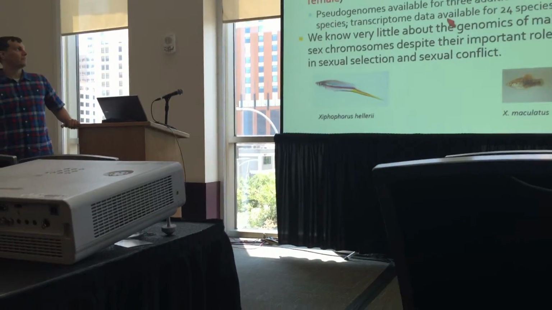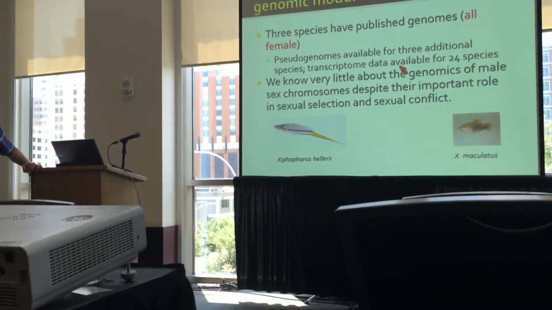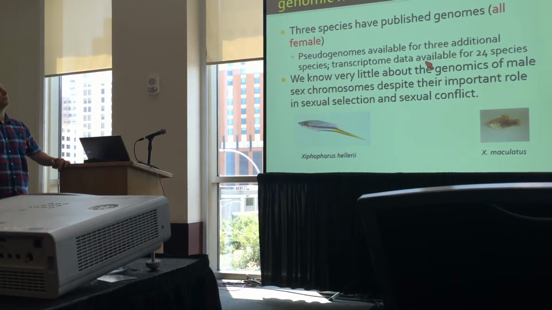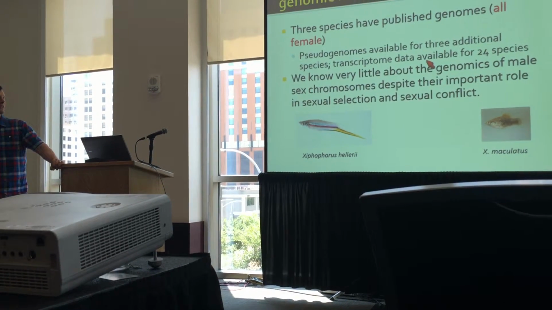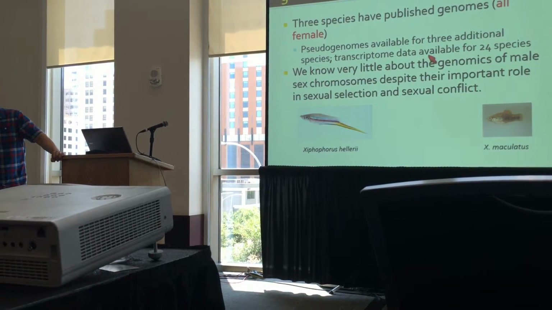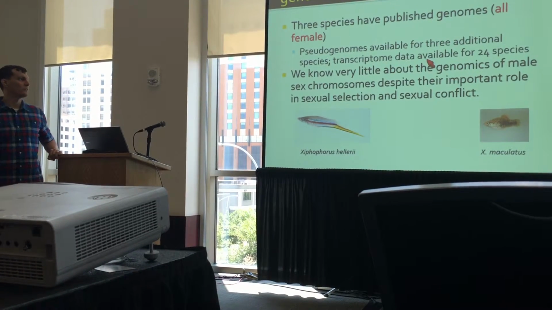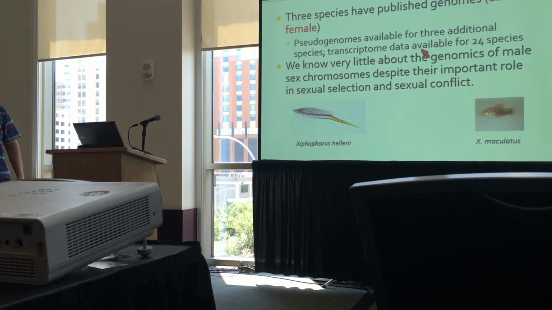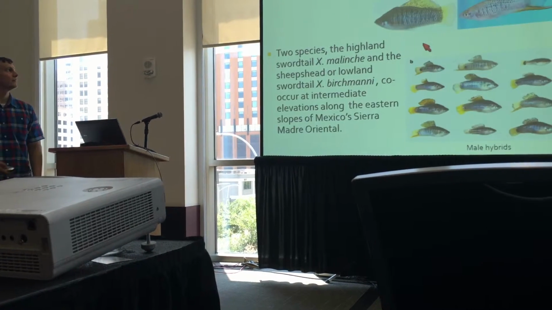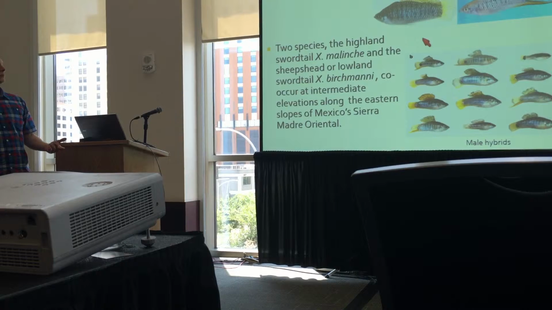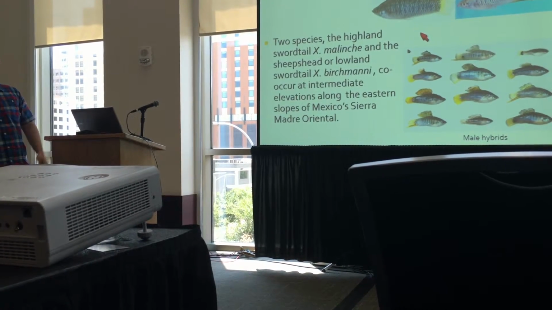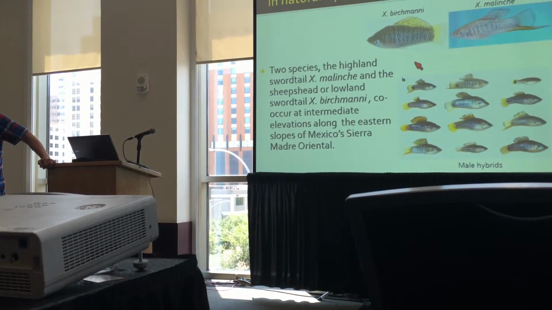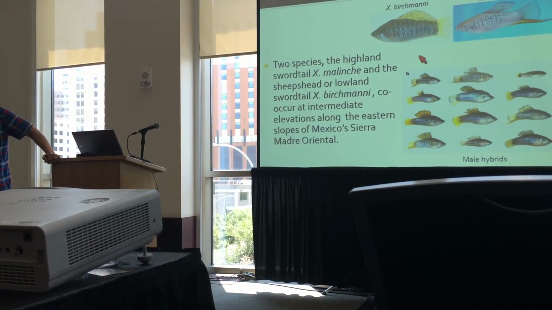All right, so Xiphophorus platyfish and swordtails are an emerging genomic model. There are 3 currently published nuclear genomes, all female, and there are pseudogenomes available for 3 additional species, and transcriptome data for 24 of the 26 species. So we still, unfortunately, know little about the genomics of the male sex chromosomes, despite their importance in sexual selection and sexual conflict. So in our lab, we work not so much on platyfish as on these 2 swordtail species, the Highland swordtail, Xiphophorus malinche, and the lowland or sheepshead swordtail, Xiphophorus birchmanni.